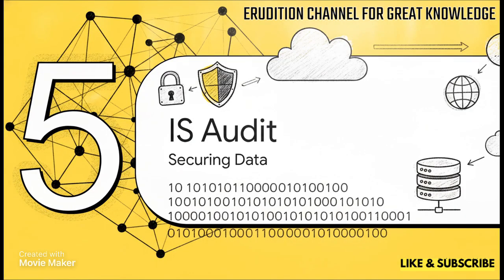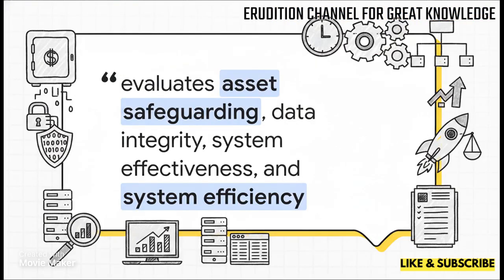Finally, we've arrived at tool number 5, the information systems audit, vital for securing data. This one is obviously super relevant in today's digital age. Grab a highlighter for this exact definition by Ron Weber. He states, information systems auditing is an organizational function that evaluates asset safeguarding, data integrity, system effectiveness, and system efficiency in computer-based information systems. Basically, it's a part of a more general financial audit.